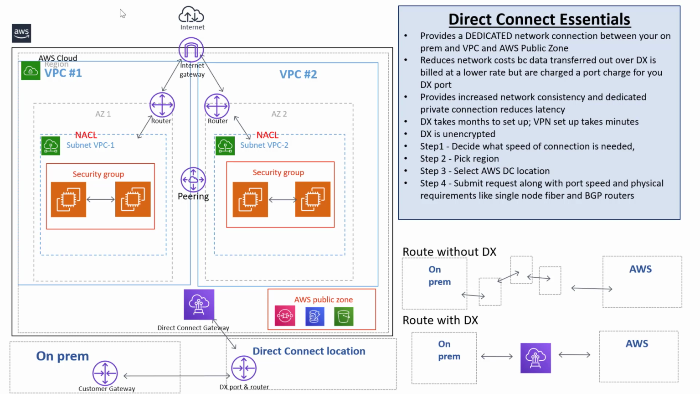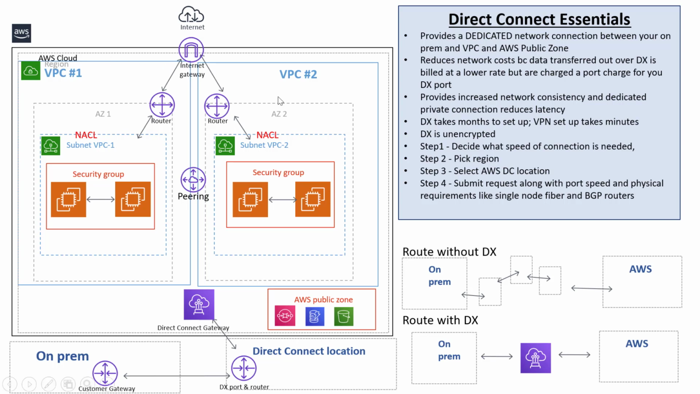the AWS public zone. So one of the great things about a Direct Connect connection is it reduces your network costs because your data transferred out over Direct Connect is billed at a lower rate, but you have to remember that there is a port charge for your Direct Connect port that you'll also have to take into your calculations, but overall it's lower than your VPN. It also provides increased network consistency and a dedicated private connection that reduces your latency.